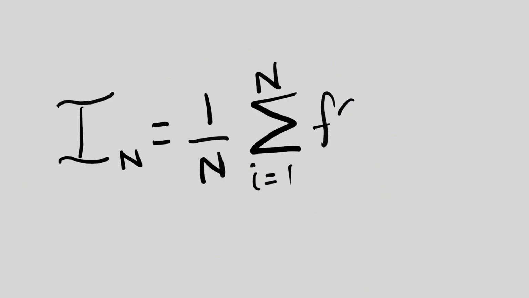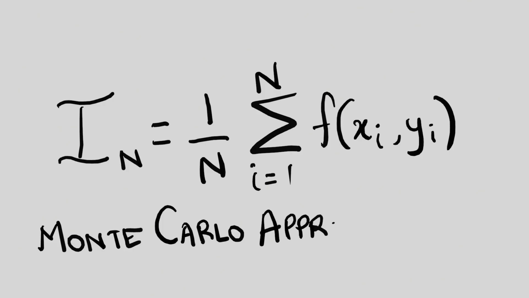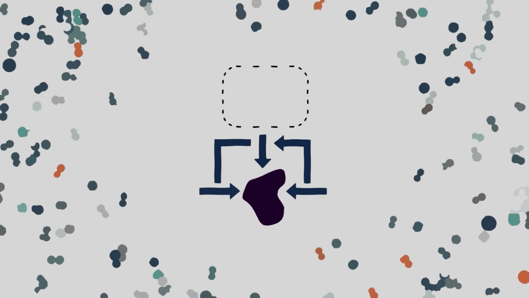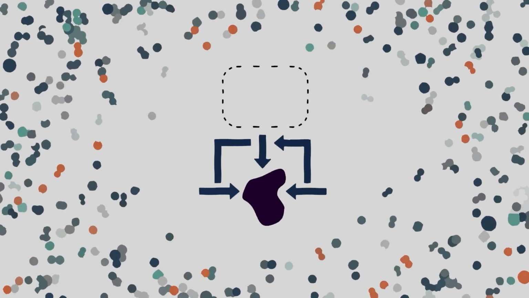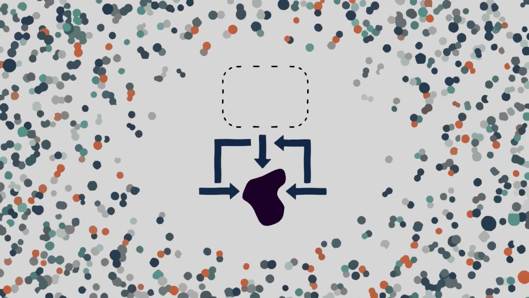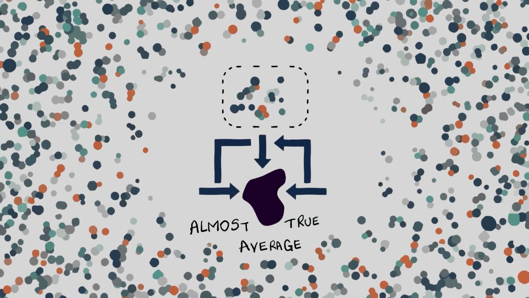Let's peek under the hood. The Monte Carlo estimator looks like this. And it really does look like a basic average. And in a sense, it is. But here's the key idea. Monte Carlo isn't averaging everything. It's averaging just a handful of random samples from an impossibly large set of possibilities. And somehow that small random slice is still enough to approximate the truth.